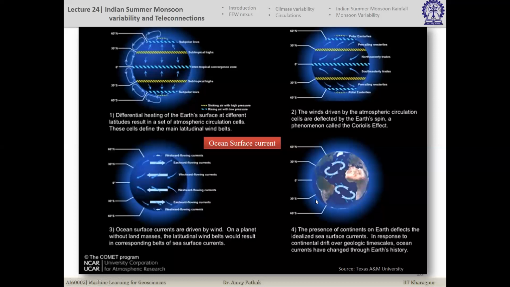So in the next class, we'll stop here. In the next class, we'll be discussing more about the ocean surface current and how they transport the heat that has been received at the equator to the different high latitudes, and how the current from the high latitude affects the circulation, or how the high latitude current comes back to different parts of the globe.